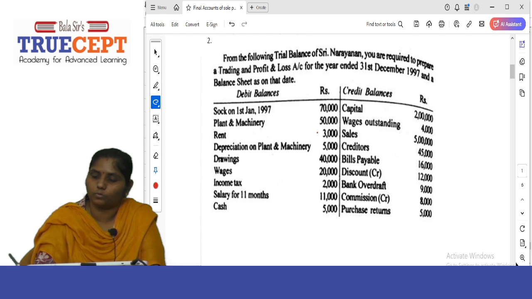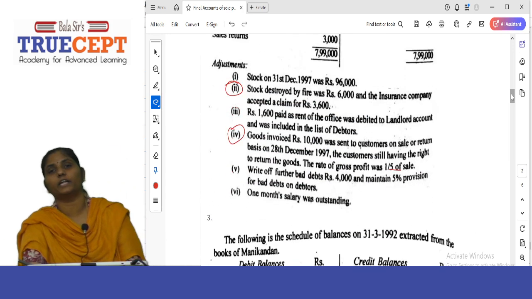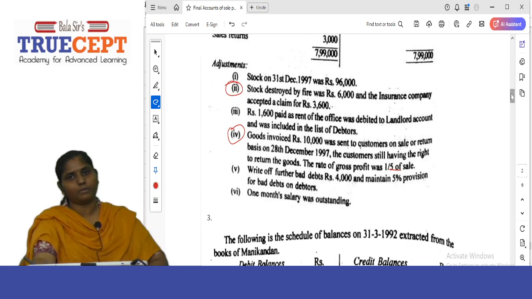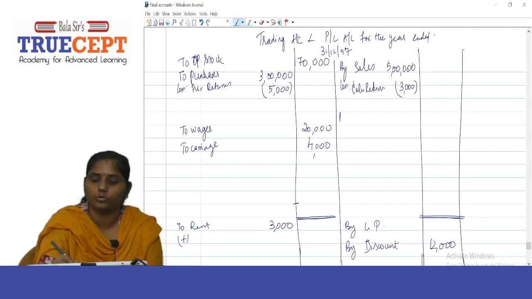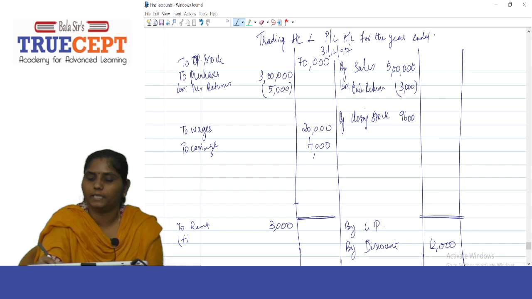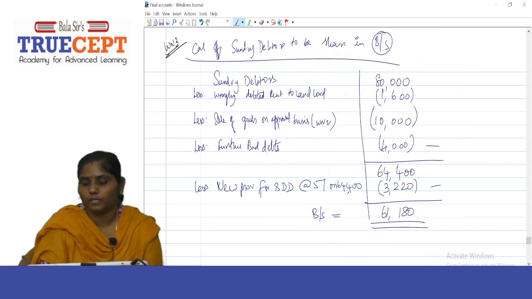Yes. Number 1. What is the number 1 adjustment? Closing stock. 96,000 closing stock, and in closing stock we have an adjustment. Remember, stock destroyed by fire. So I cannot put it in the inner column. So by closing stock. Don't forget anything. Okay. By closing stock how much? 96,000 given. Add stock with customer. Okay. Write stock with customer and refer working note number. What's the working note number?